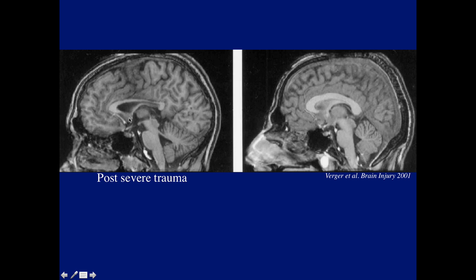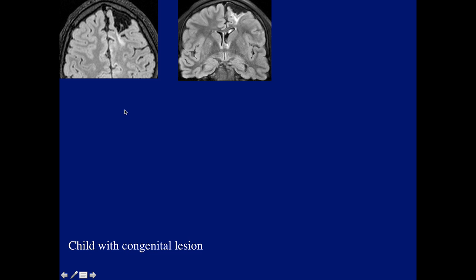Here's a case from the literature. Patient post-severe trauma. This is just a normal they put down for comparison, but look at the thinness and the loss of the majority of the volume of the entire corpus callosum. Here's a case we had. Patient had some sort of a congenital lesion involving the left frontal lobe.